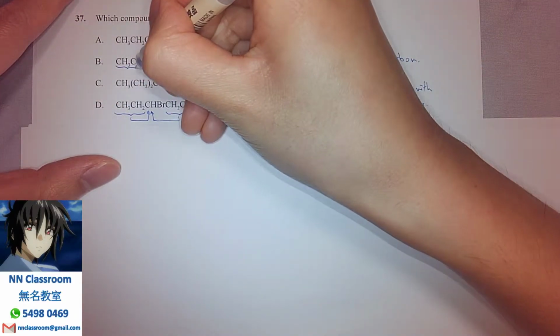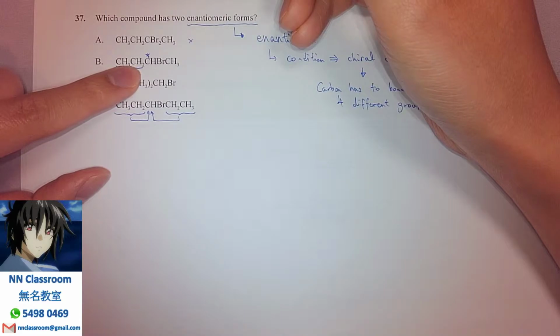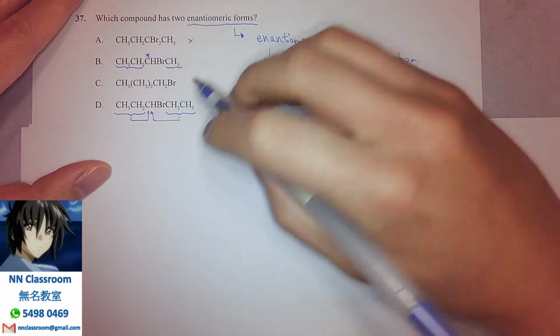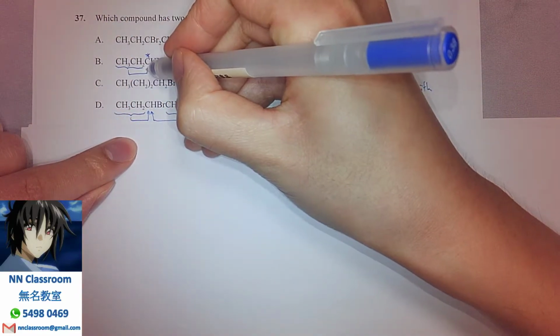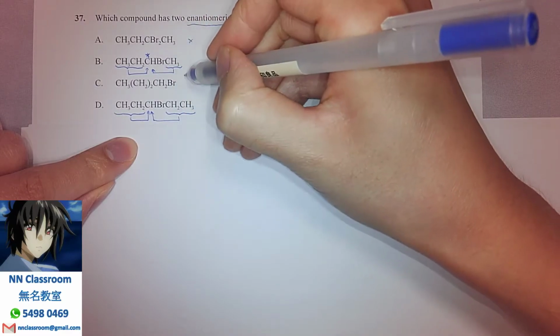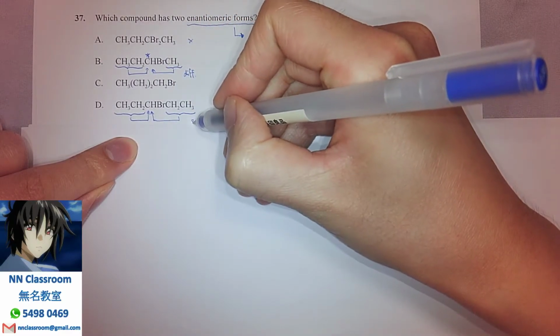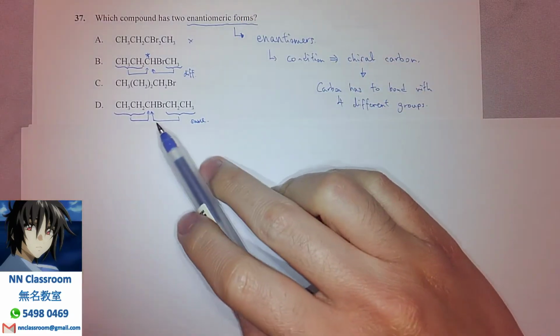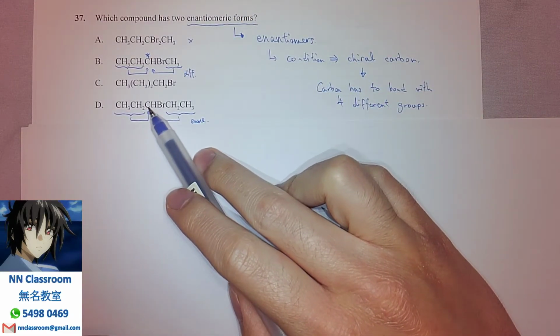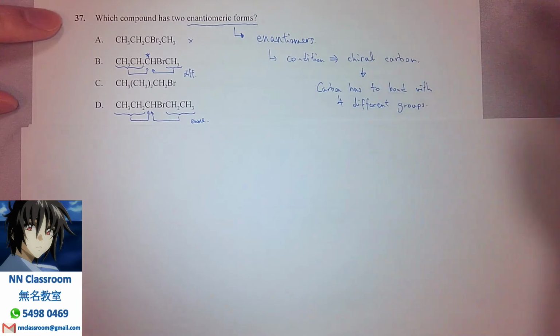From B, one of the carbon chains is a CH3-CH2 group. One of the carbon chains that bonds to this carbon is just CH3. So that's why that is different. But this one is the same. So that's why we cannot choose D as the chiral center, no. But the answer goes to B.